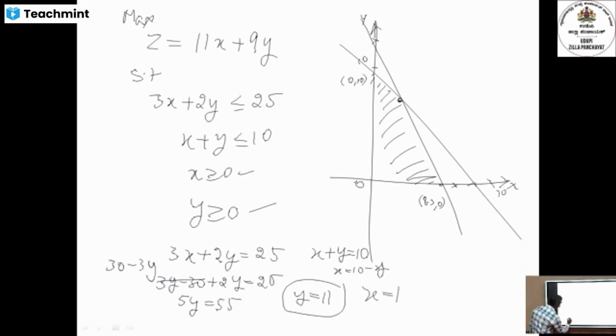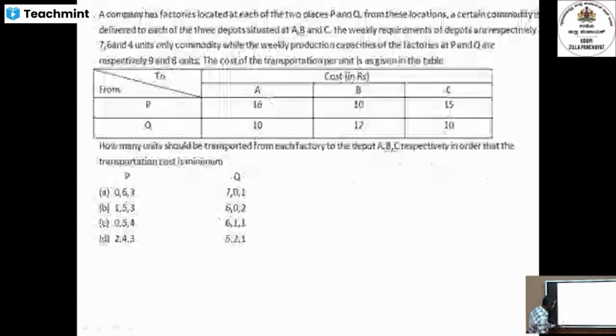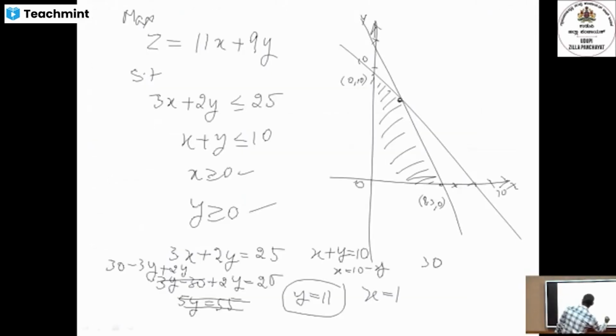It is 30 minus 3y plus 2y equal to 25. So 30 minus y is equal to 25, so y is equal to 5, you will get. So y is equal to 5, x is equal to 5. So this point may be (5, 5). Let us check: 5 plus 5, 10, correct. 5 threes are 15, 15 plus 10, 25. So (5, 5) is the one corner point.